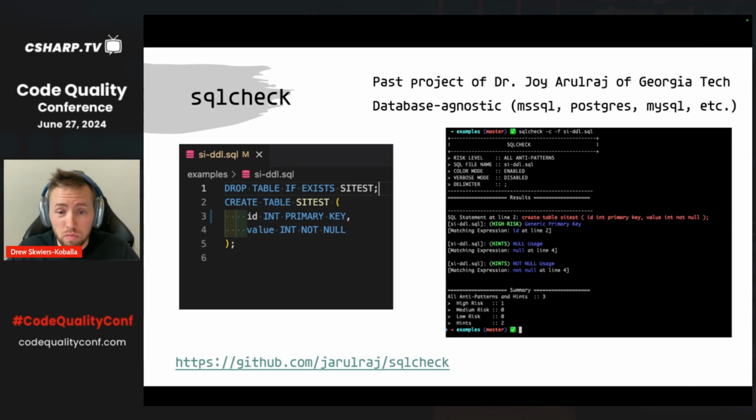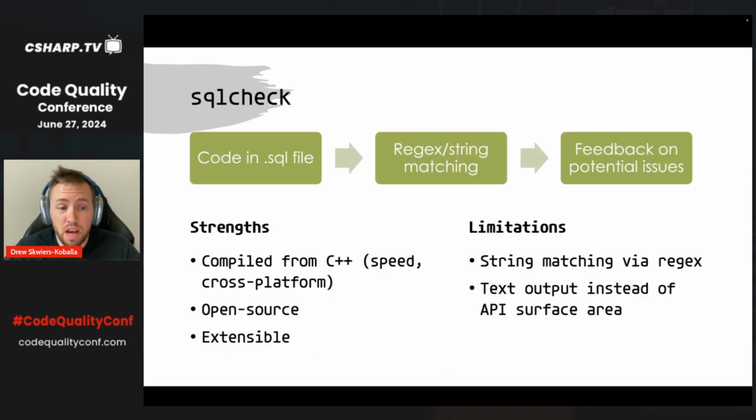SqlCheck is really cool. Some of the nice things about SqlCheck itself is that it's compiled from C++. So as far as the speed that it has, it's quite quick. This also means that it's cross-platform, and you can compile it yourself if you have a really specific environment where you need SqlCheck or your code analysis to be running really quickly. It's open source, and the code structure of it is such that it is effectively extensible. It is not extensible in the way that you write an extension for it, but in the way that if you pick up the code yourself, you can write additional rules.